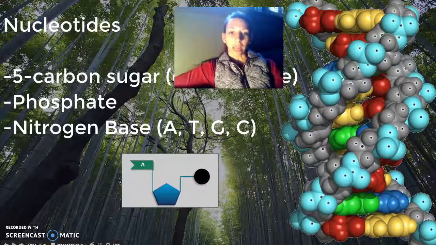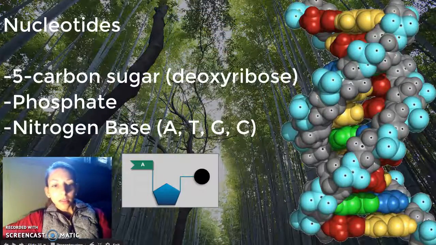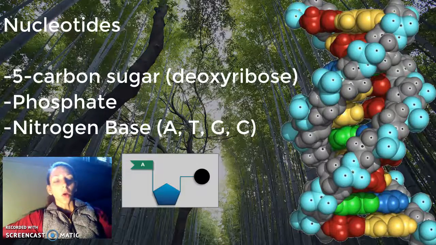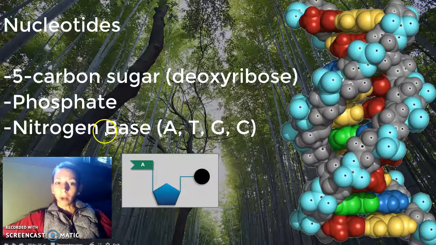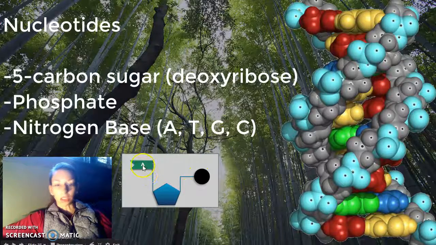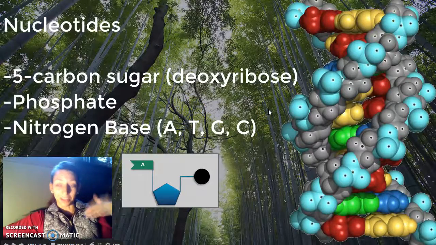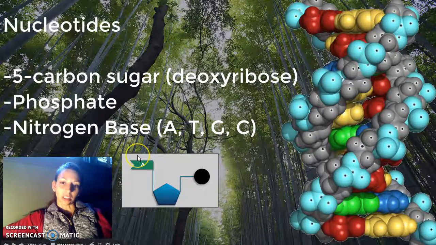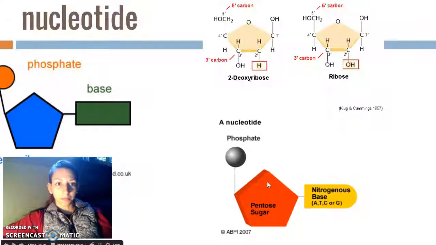Alright, so let's talk about our nucleotides. Remember, these are the monomers of our large nucleic acids. Our nucleotides are made of 3 main parts: our 5-carbon sugar, which in this case is deoxyribose, a phosphate group, which is here, and then of course a nitrogenous base, which is either our A, T, G, or C. Now the sugar and the phosphate are going to make up the backbone of the DNA, and we call that the sides of the ladder, and of course the A's, T's, G's, and C's paired in the middle are going to make up the rungs of our ladder. So this is why we call DNA a twisted ladder.